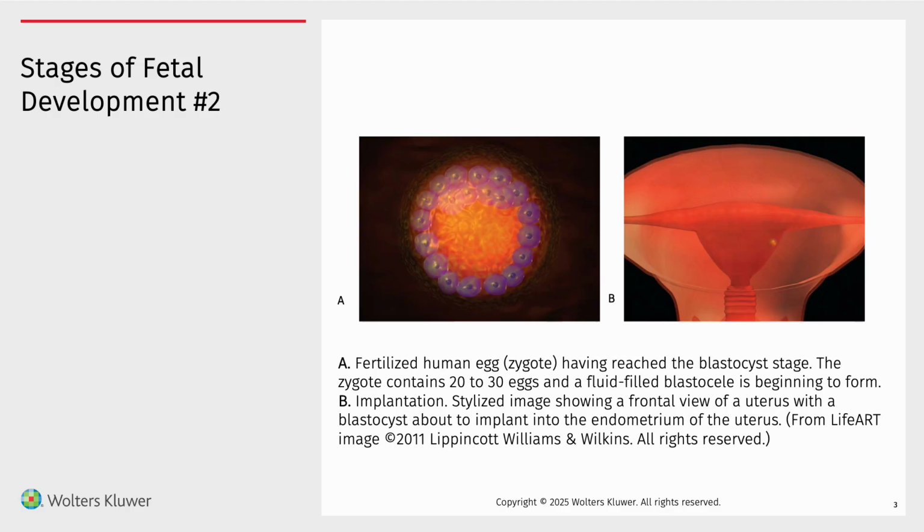In this slide, they're showing you in slide A the blastocyst formation, and in slide B the implantation into the uterus. So the slide presents two critical visual stages of early human development. You have A, the blastocyst stage of the fertilized egg, and then B, the process of implantation into the uterine lining. If you look at picture B, that is the actual uterus.